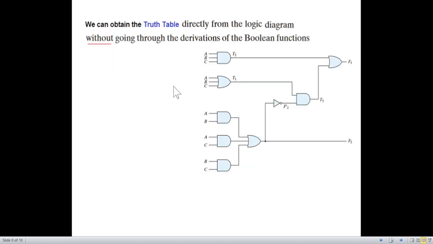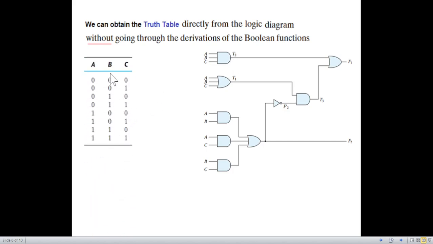Okay, as we have mentioned, we can write the answer in terms of a Boolean function, or we can write it in terms of a truth table also. So let's see how to write it in terms of a truth table. We can obtain the truth table directly from the logic diagram without going through the derivations of the Boolean function. We'll write directly. So let's see how it is done.